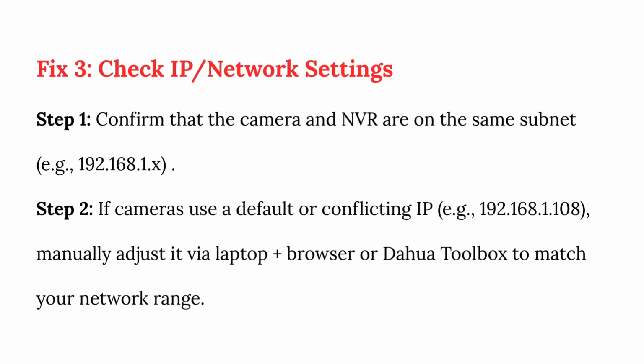Fix 3: Check IP network settings. Step 1. Confirm that the camera and NVR are on the same subnet, e.g., 192.168.1.x. Step 2. If cameras use a default or conflicting IP, e.g., 192.168.1.108, manually adjust it via laptop browser or Dahua toolbox to match your network range.